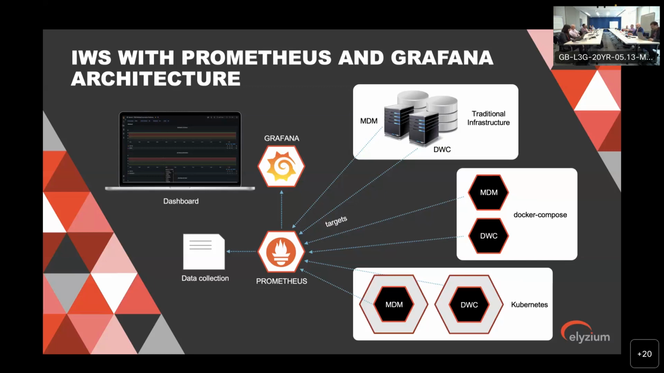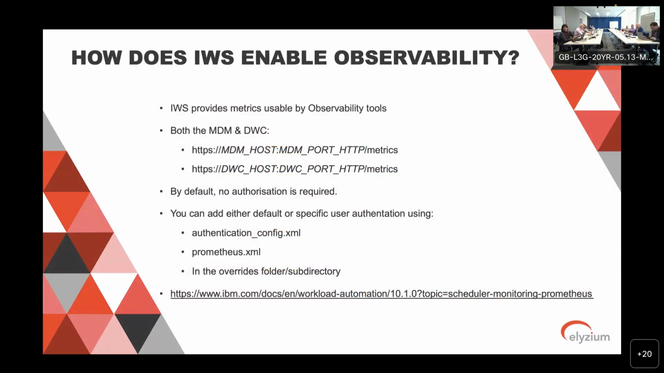So the three pieces to remember: metrics coming out of IWS are collected by Prometheus and shown in Grafana. Okay, so we've spoken about this already. So the two targets are your MDM and your DWC.